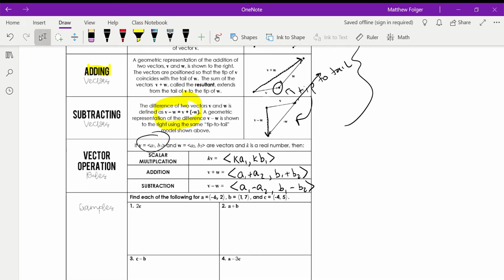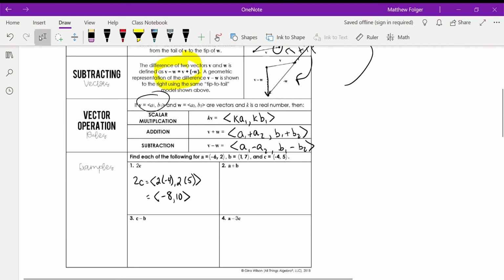So let's see 2c. Okay, so c is -4, 5. So if I want to multiply that vector by 2, then 2c is going to be 2 times -4, comma, 2 times 5. So 2c is going to equal -8, 10. Now, you may have been able to do that without writing this first step, but it's important that you know where it comes from. So this vector is c, but it's going the same direction as c, but it's twice as long. All right?